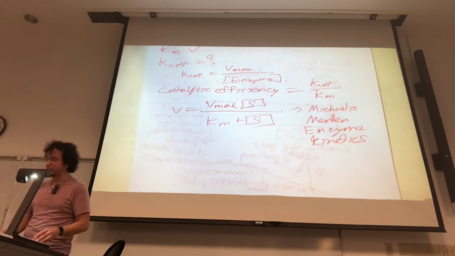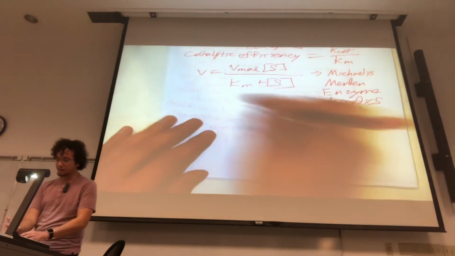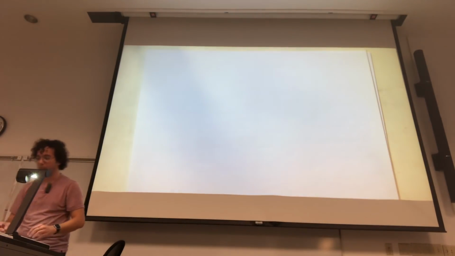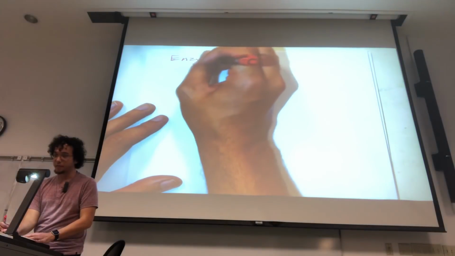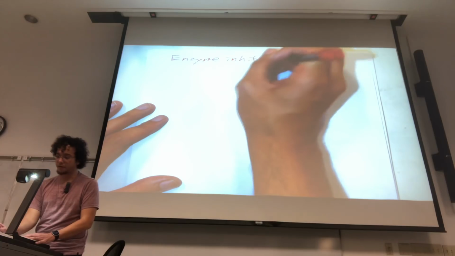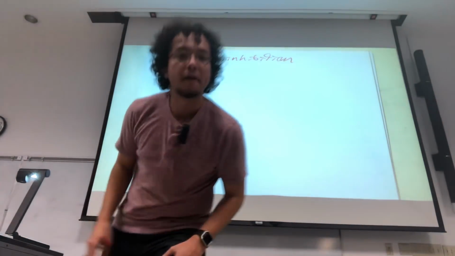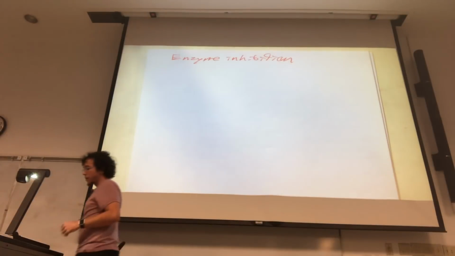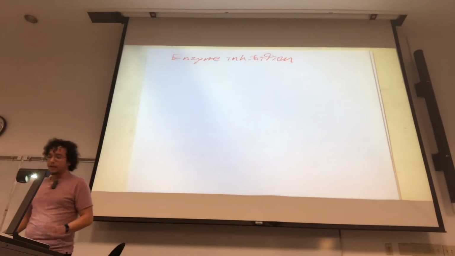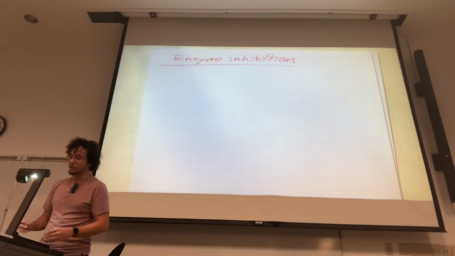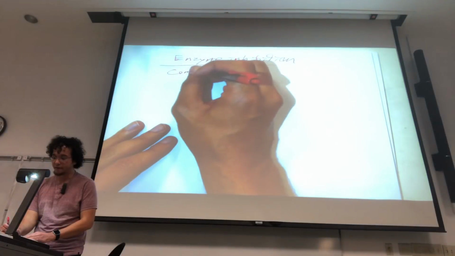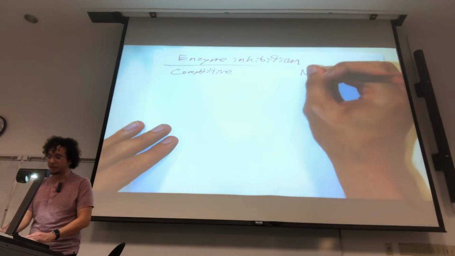All right, let's talk about inhibition. I'm going to start a new page here. Enzyme inhibition. Let me make sure this is still recording. All right. So, enzyme inhibition. For this class, for Michaelis-Menten enzymes, you only have to worry about two types, competitive and non-competitive inhibition.